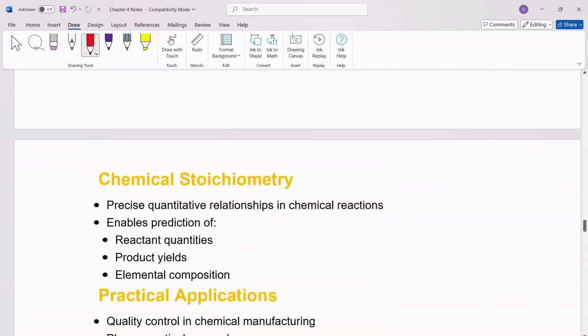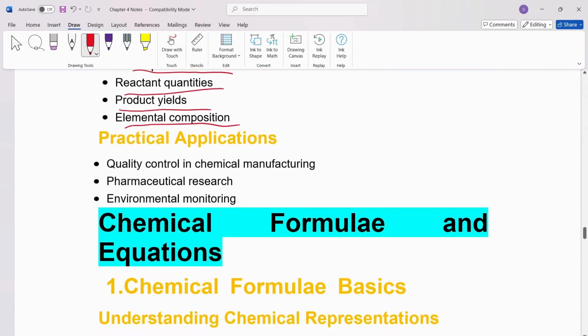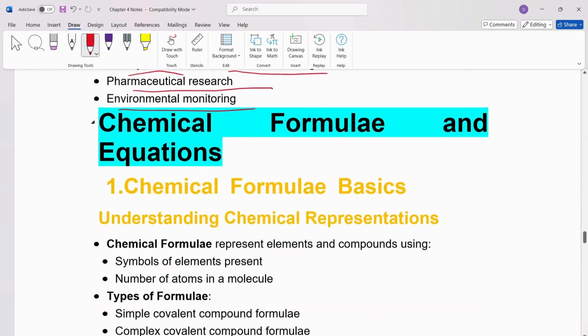Some advanced concepts here are chemical stoichiometry, precise quantitative relationships in chemical reactions, enabling prediction of reactant quantities, product yields, and elemental composition. Some practical applications are quality control in chemical manufacturing, pharmaceutical research, and also used in environmental monitoring.